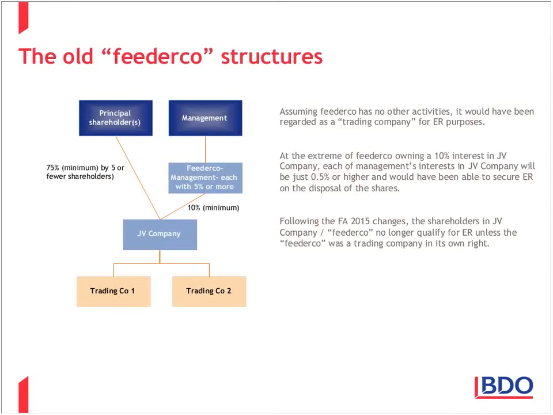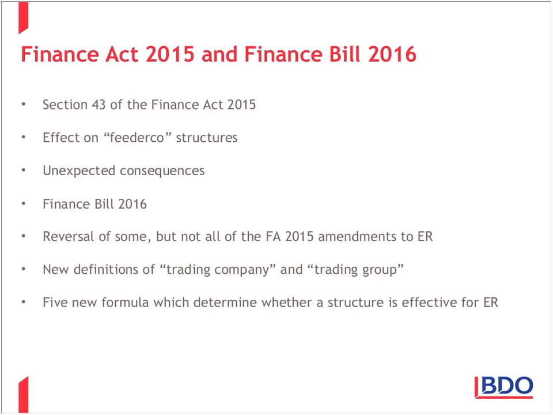And at the extreme here, you can have management holding through their feederco structure, holding a 0.5% indirect holding in the actual trading company, and still being able to qualify for entrepreneurs relief. Now, HMRC objected to these type of feederco arrangements as they were seen as contrived structures to claim ER in circumstances which was never really envisaged when the legislation was introduced. So, as a result, Section 43 of the Finance Act 2015, as I noted at the outset, closed down these type of structures.